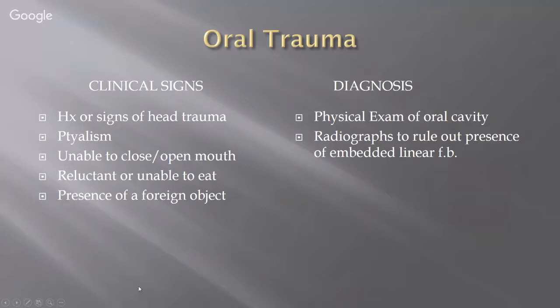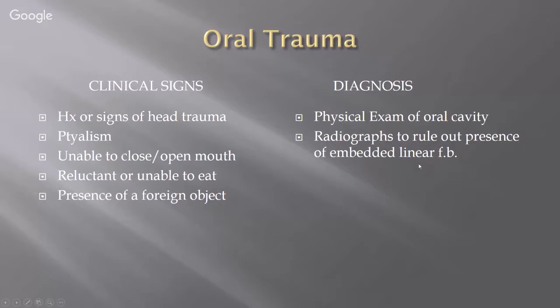All right, oral trauma. So any sign of head trauma could cause oral trauma. Ptyalism or increased salivation would be a clinical sign. If they're unable to close or open their mouth because the joint isn't working, that's a sign. If they don't want to eat, they're unable to eat. Or if you actually see a foreign object in the mouth, that can be a sign.